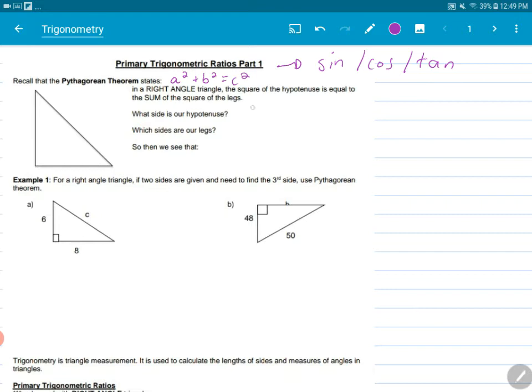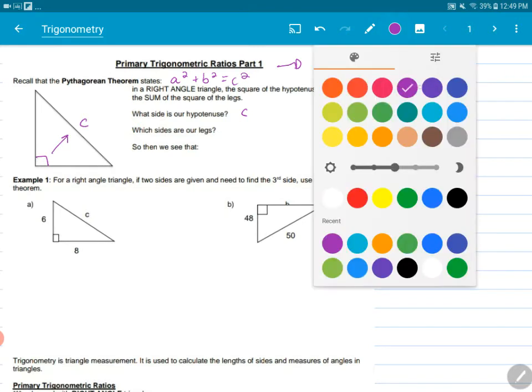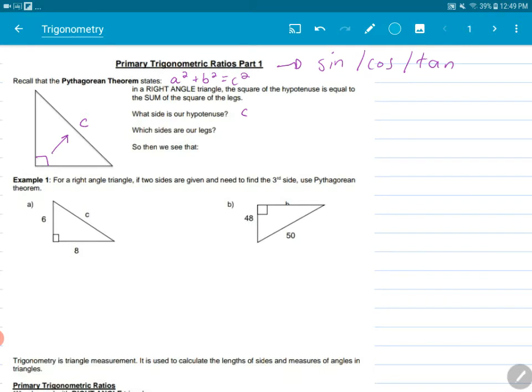What side is our hypotenuse? It's always the letter c. It's always the longest side that is across from the right angle. So we're going to label it C. Which sides are our legs? A and B. You can put A and B. You can also switch it up and put A at the bottom and B on the side. It doesn't matter. The one that matters the most is that you label C. And then we see that A squared plus B squared equals C squared. You can also write that down there.